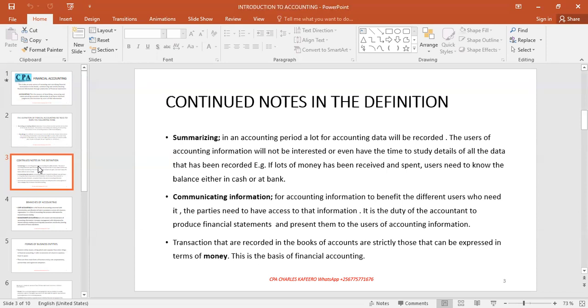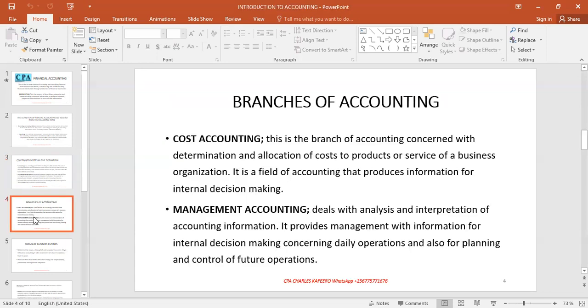Having known the definition of financial accounting, allow me to proceed to the branches of accounting. Remember, we said financial accounting is one of the branches of accounting. So the other two branches of accounting are cost accounting and management accounting. Sometimes they combine them, but they are a bit different, though they are a bit similar, but they have their differences.